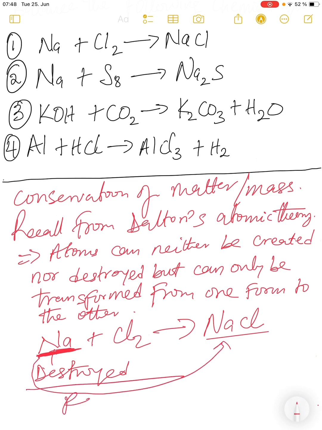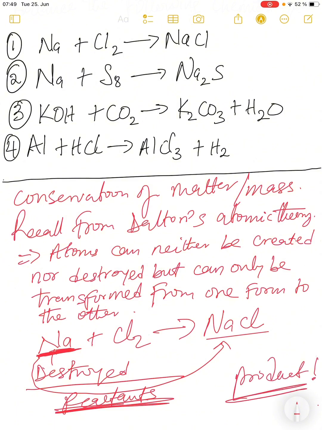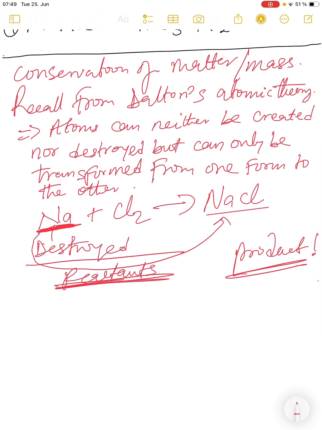So the mass of the elements in the reactants must be equal to the mass of the respective individual elements on the product side. If a chemical equation does not obey this law, that is, the amount of matter in each of the elements on the reacting side and the product side does not match, you have to balance it. You have to make it match. And that is the principle of balancing a chemical equation.